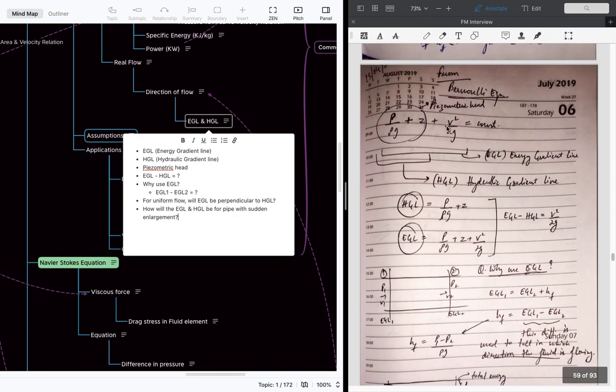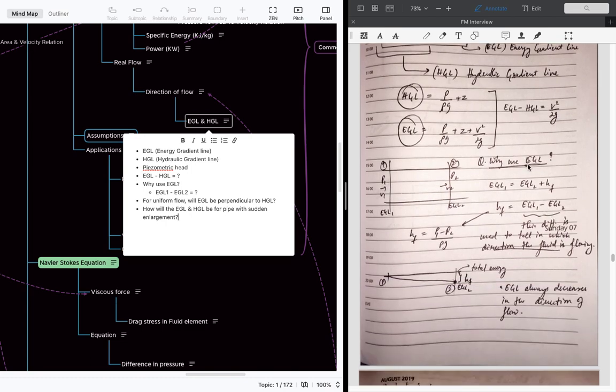Here from the Bernoulli equation we have this expression which is equal to a constant, and this first part is called piezometric head, also called the hydraulic gradient line, and this whole expression is the energy gradient line we have discussed earlier. The difference between the energy gradient line and the hydraulic gradient line is v squared by 2g. So why do we use the energy gradient line? As we know, the difference between the energy gradient line of the first section and the second section is due to the head loss, that is the viscosity or the friction in the pipe.